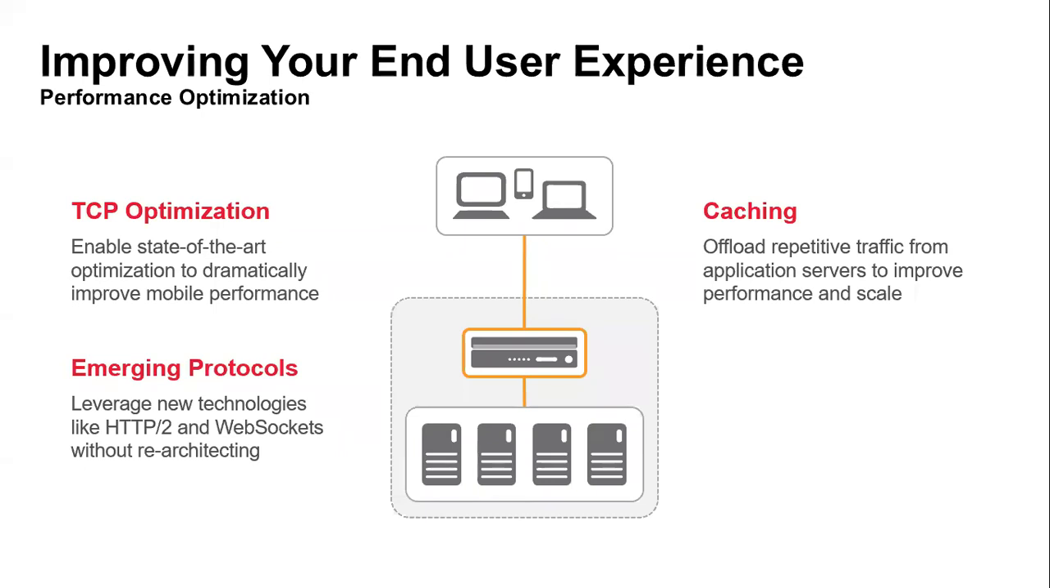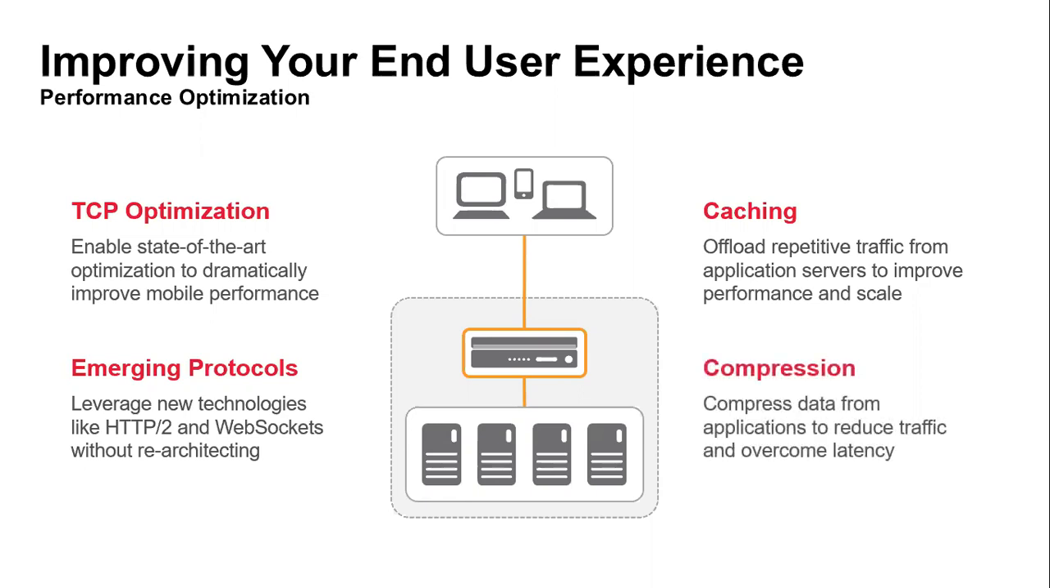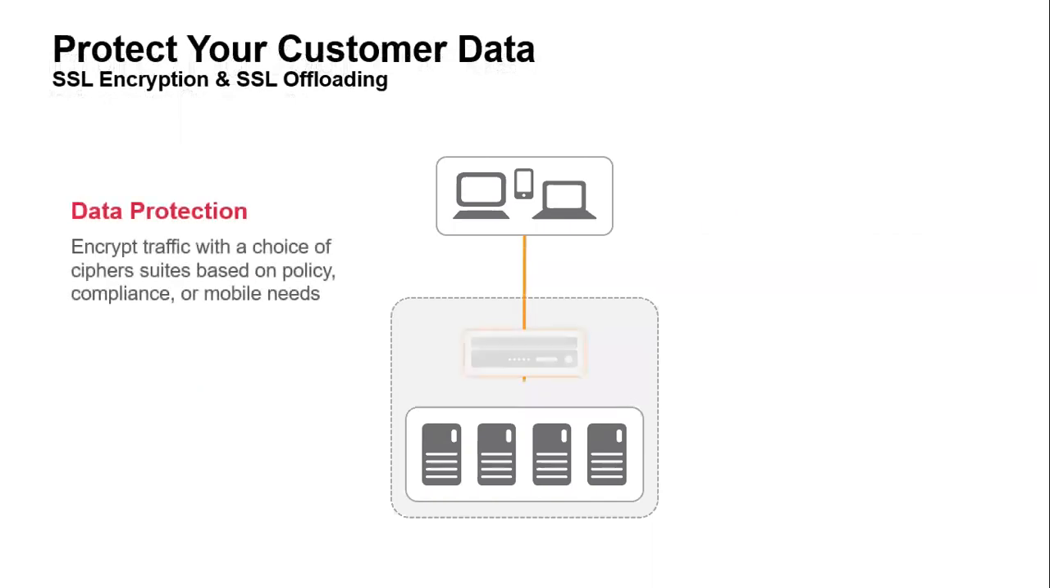So F5 has the ability to cache users' traffic to a particular web server, as long as it has been configured to do so, so that F5 will not keep trying to make a request from the web server behind it for such a repetitive request. Then we have compression, which compresses data from the application to reduce traffic and overcome latency.